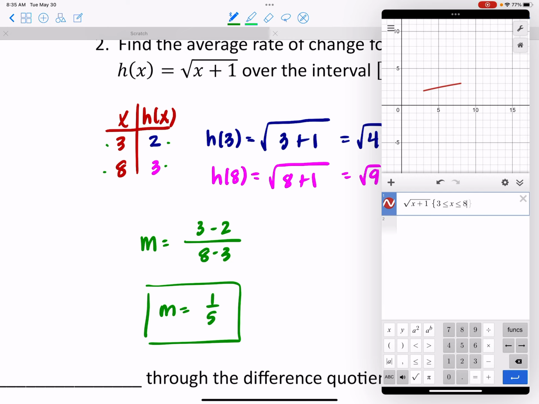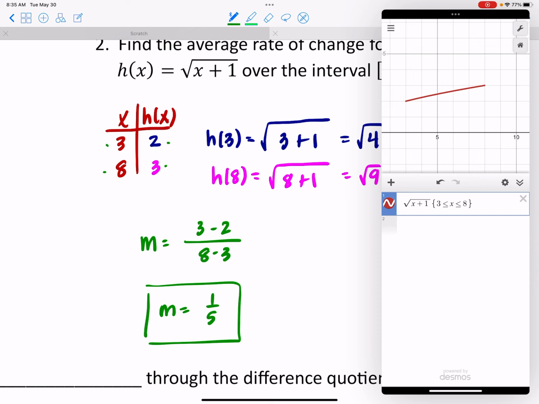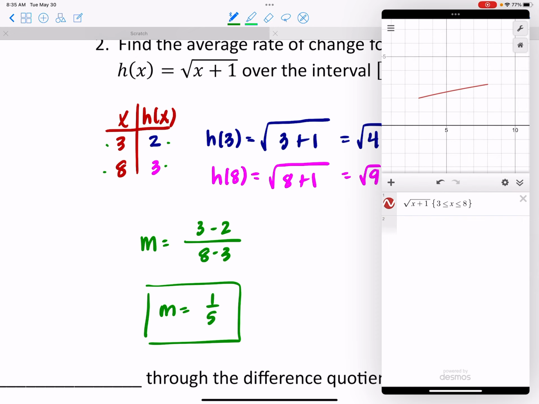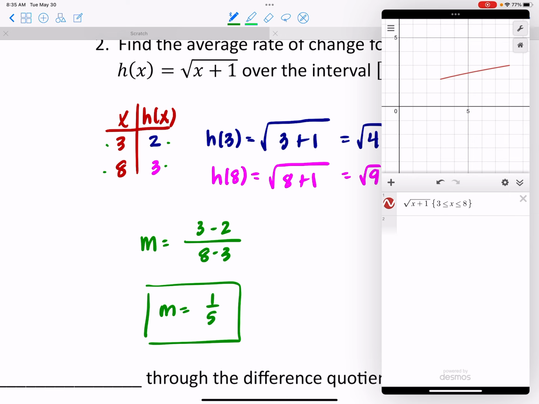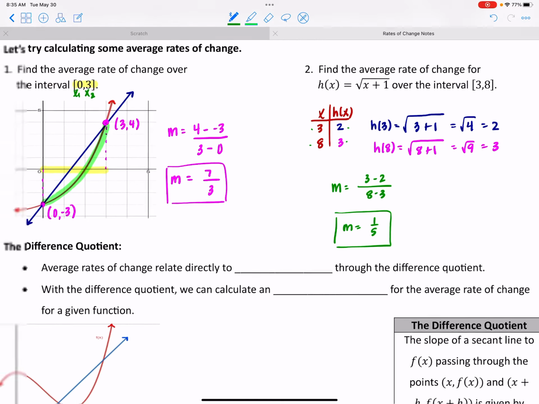I can see it's positive, not very steep, and then I could use those endpoints, and I could see them here at (3, 2) and (8, 3) to find my slope the same way. So you can use your technology to create the picture and use the picture the same way we did number 1, although the algebraic work is not too difficult. Alright, so that's an average rate of change.